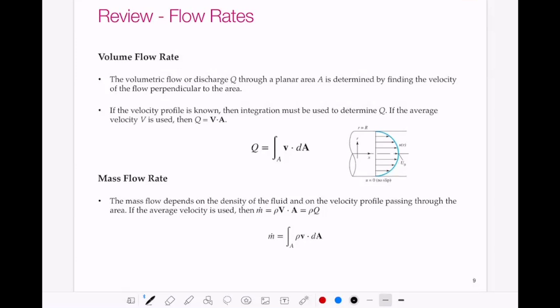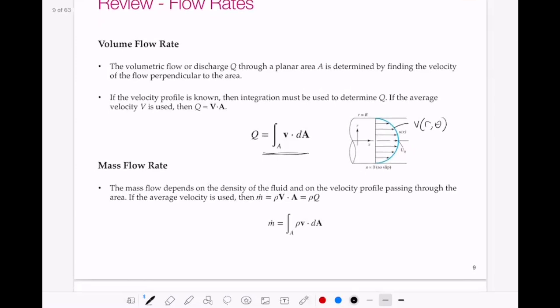If we have a velocity profile that's not constant, then we have to integrate, and we can integrate using this equation here, where this would be V as a function of r and theta if it's a round pipe. Mass flow rate is simply the density times our volume flow rate. So if we take the same integral and multiply by our density, if we assume our density is not constant, then we can leave it in the integral. If our density is constant, then it comes out of the integral, and our mass flow rate is calculated using this equation here.